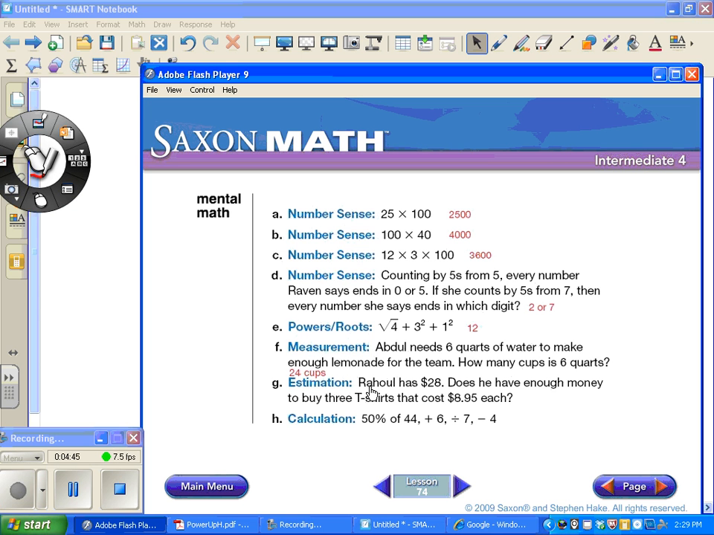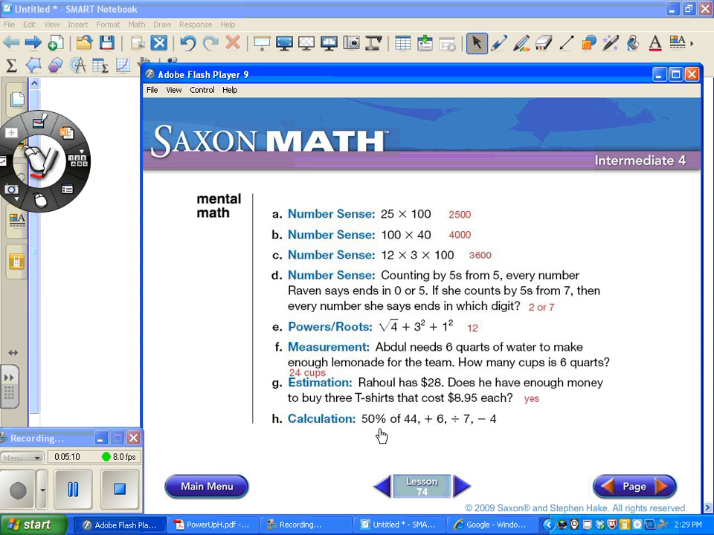All right, estimation. Raul has $28. Does he have enough money to buy 3 t-shirts that cost $8.95 each? I would round this up to $9. And 3 t-shirts times $9, 3 times 9 is 27. Does he have enough? Yes, he's got $1 left over. A little bit more, actually.